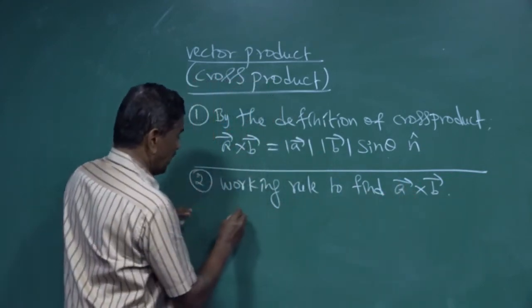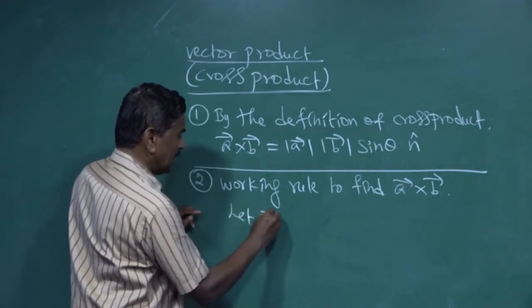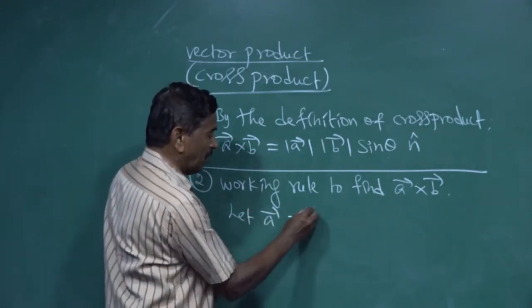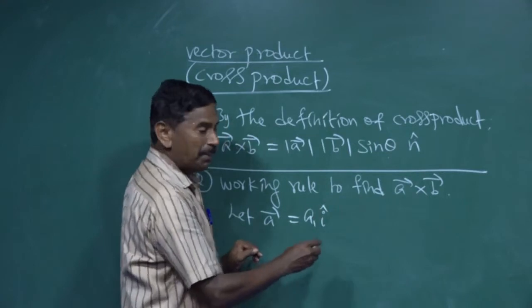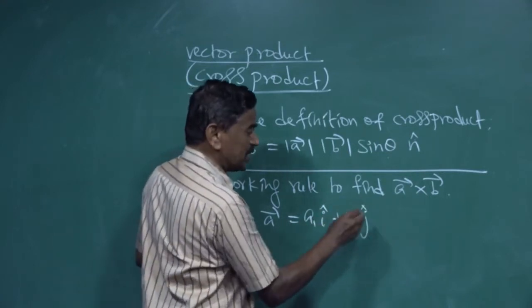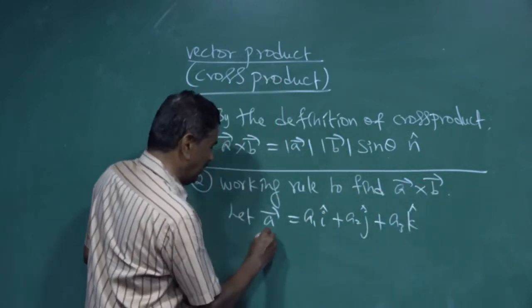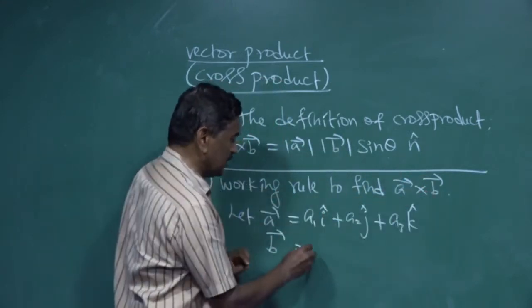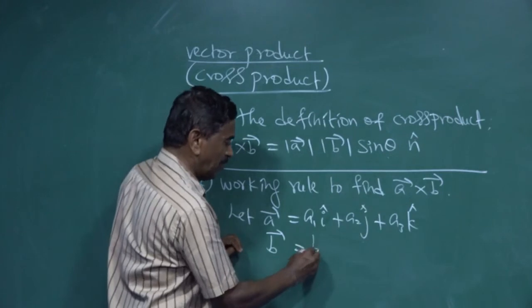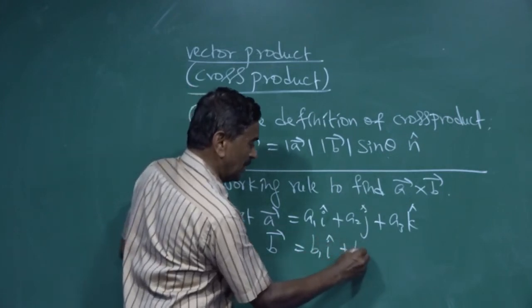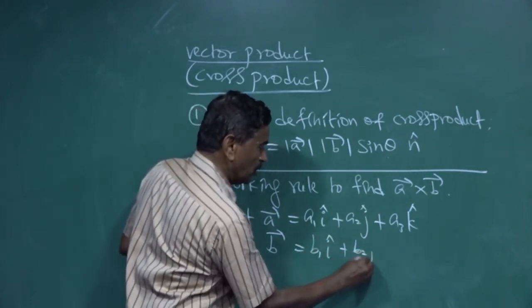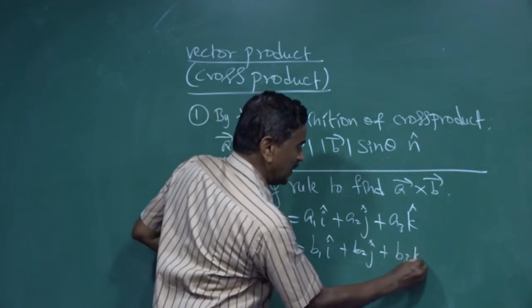Now for my convenience, let A vector be equal to A1 i cap plus A2 j cap plus A3 k cap. Let B vector be equal to, similar idea, B1 i cap plus B2 j cap plus B3 k cap.